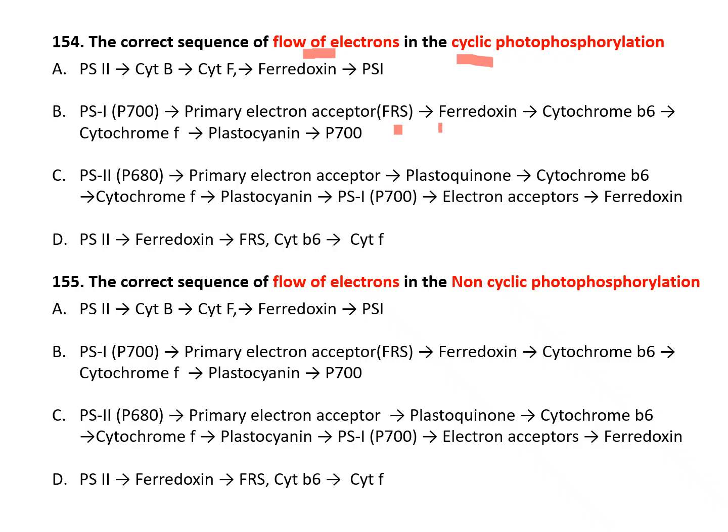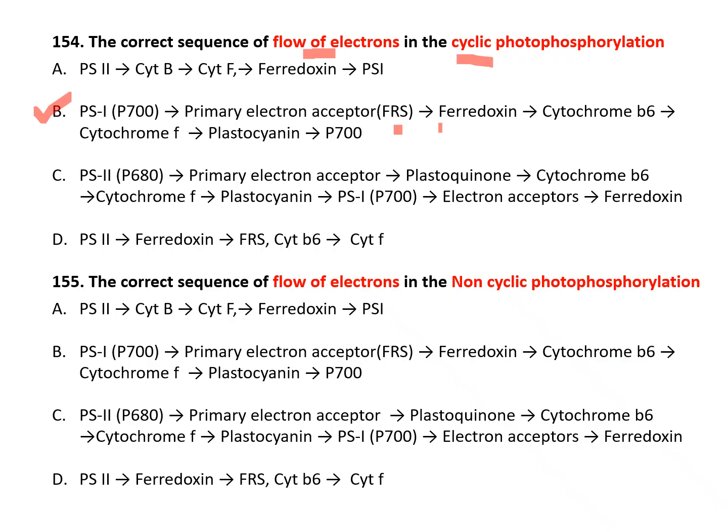Option C, PS2, P680, then the primary electron acceptor, then plastoquinone, then cytochrome b6, then cytochrome f, then plastocyanin, then PS1 P700, then the electron acceptor, then ferredoxin. Option D, PS2, then ferredoxin, then FRS, then cytochrome b6, then cytochrome f. The correct answer is option B, which is correct.